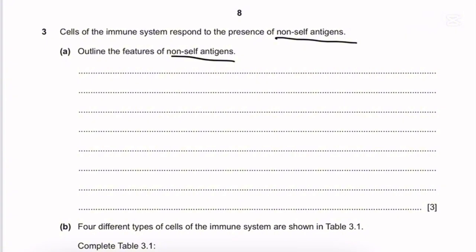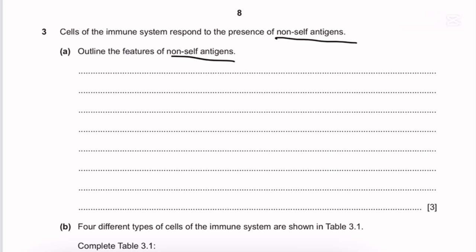So the difference about, for example, a non-self antigen that's present on a pathogen is that it's detected by the immune system, by, for example, macrophages or by B lymphocytes. And it's a 3-mark question, so I think you need to just write down information. What else do we need to know about non-self antigens?